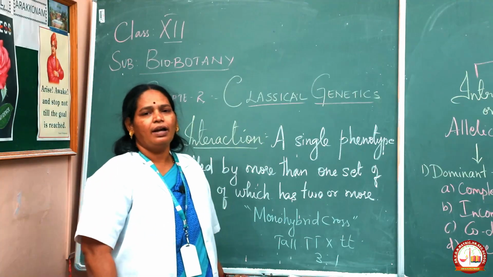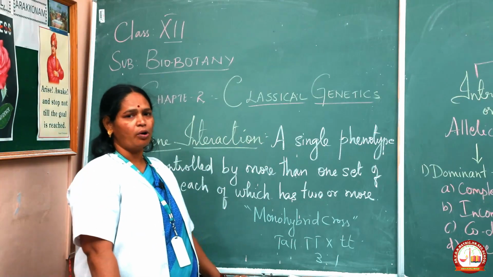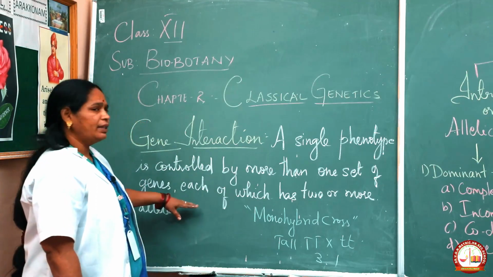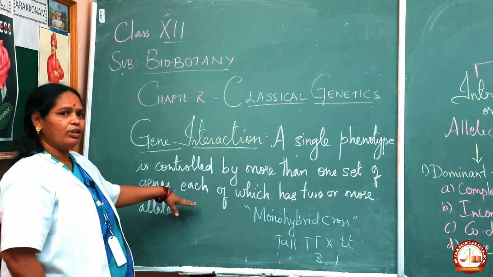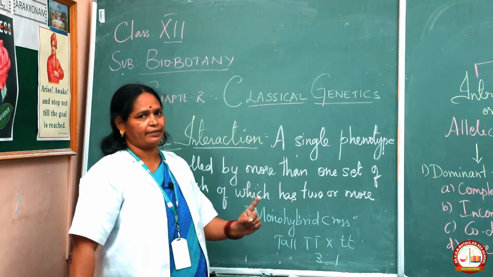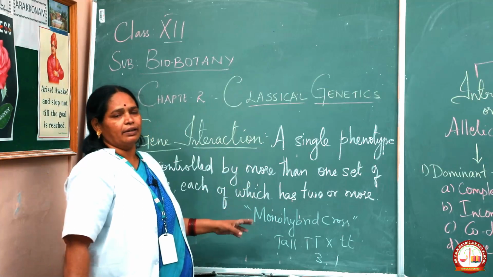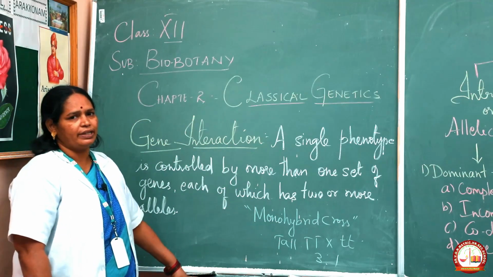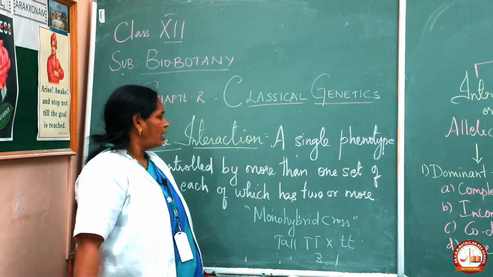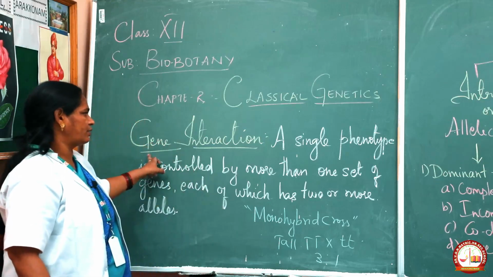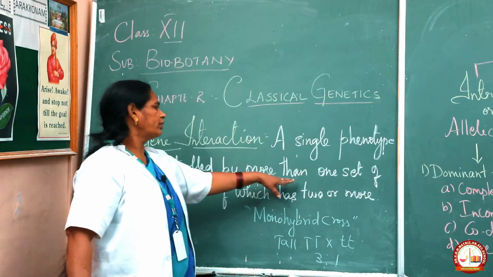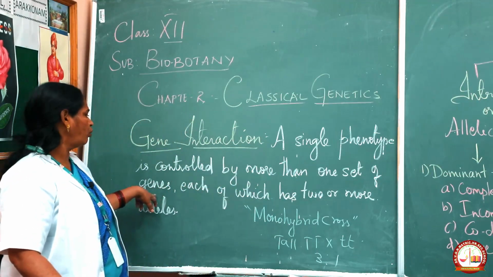According to the monohybrid, dihybrid and trihybrid crosses, dominancy plays a vital role in Mendelian genetics. In Mendelian genetics, once dominancy is clear, one gene can produce only one character. But post-Mendelian genetics has many views. An important view is gene interaction. So what is gene interaction? A single phenotype is controlled by more than one set of genes.